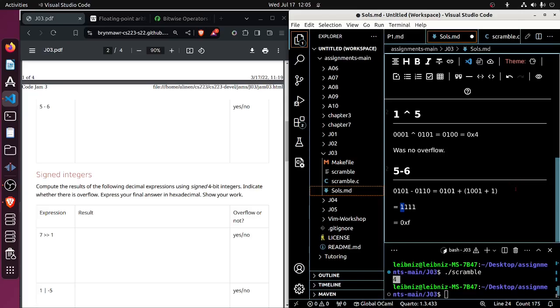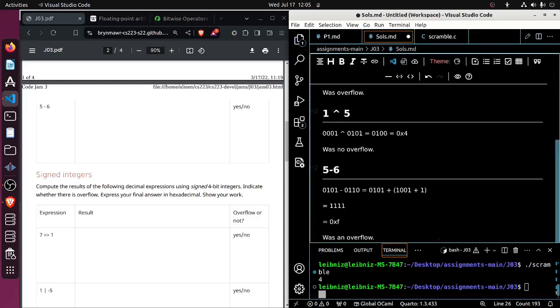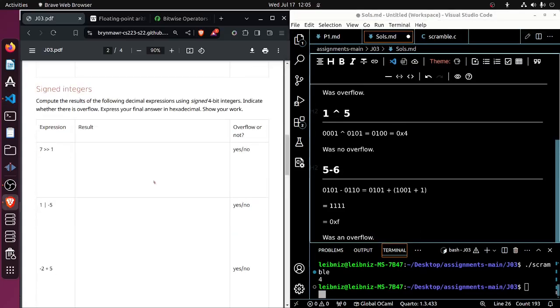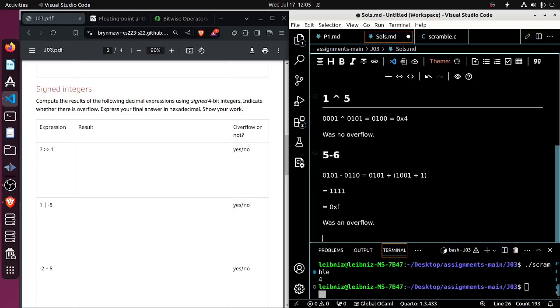So the carry in to the whole thing was 1. The carry out to the whole thing was 0. Since those are mismatched, the rule was that there was an overflow. Okay, so that problem is now done. And I guess now we are moving on to the signed integers. So let's talk about the signed integers.